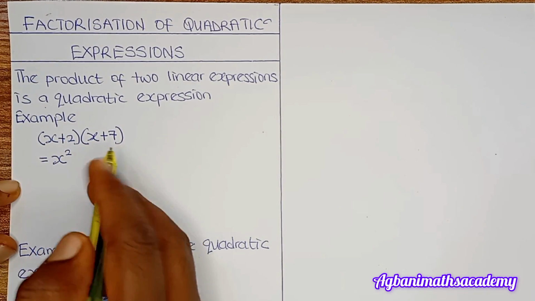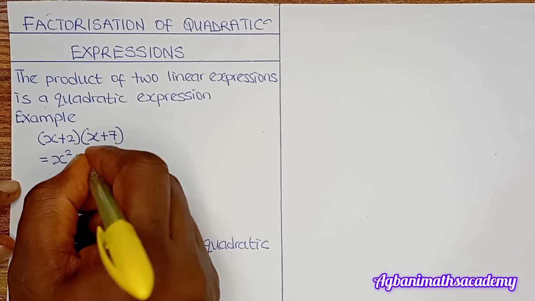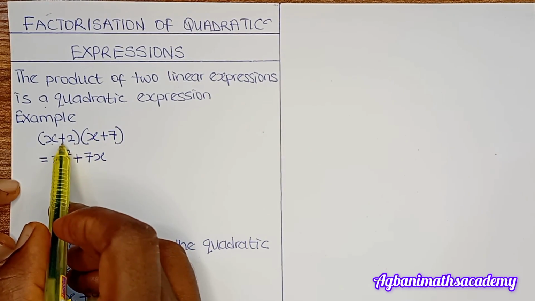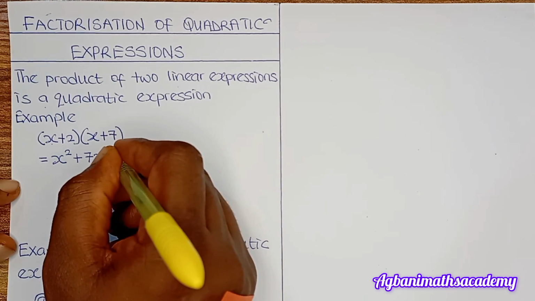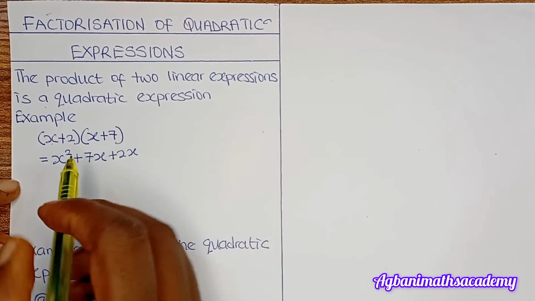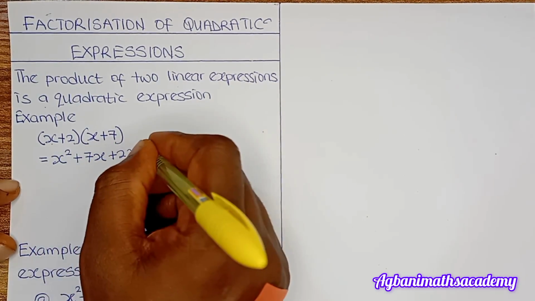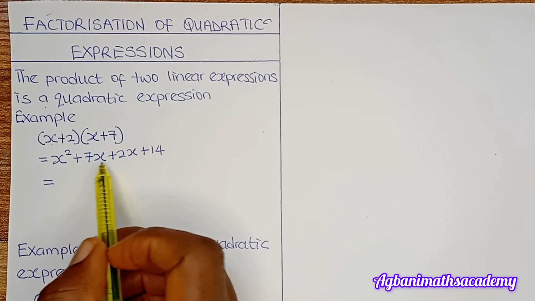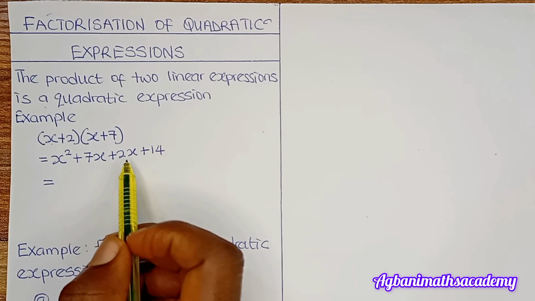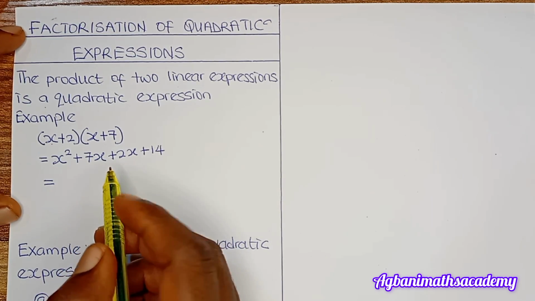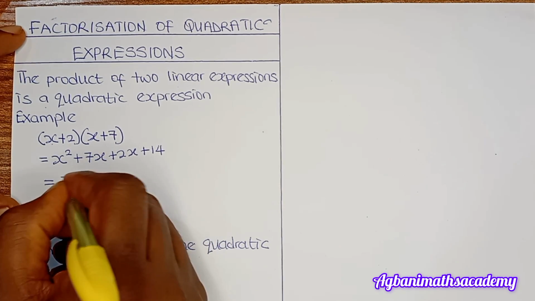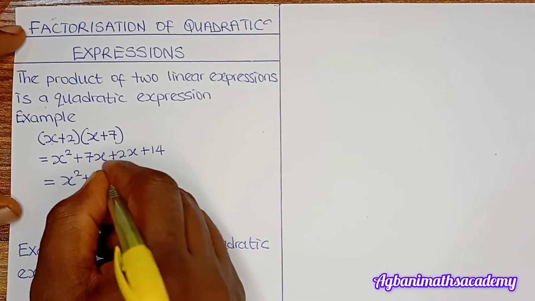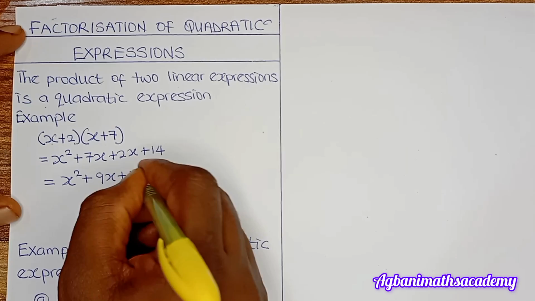X multiplied by plus 7 will give us plus 7x. We are done with using x to multiply this bracket. Plus 2 multiplied by x gives us plus 2x. And plus 2 multiplied by plus 7 gives us plus 14. So we can simplify this by adding plus 7x and plus 2x because they have the same exponent of x. So we have x squared plus 9x plus 14.